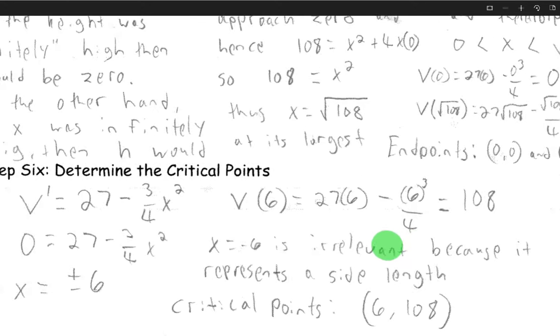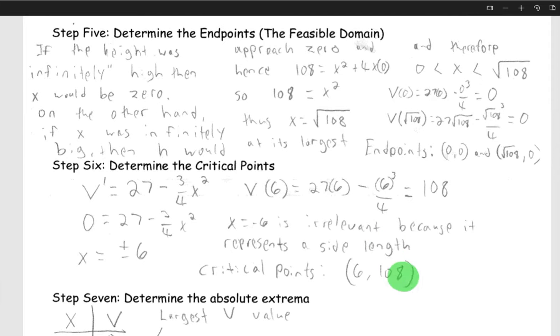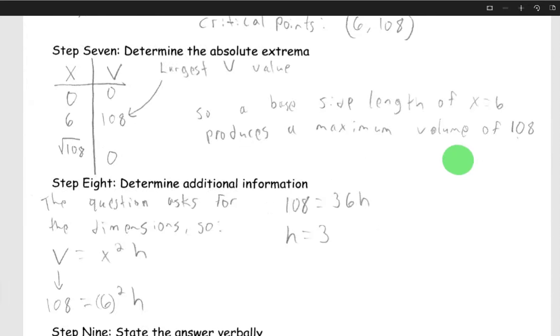And you can kind of already see what's going on here, because our endpoints yielded 0 volume when we made either x equal 0 or x equal the square root of 108. Since we only have one critical point, you can kind of already see what our answer is going to be. You do want to make the base of your box equal to 6. And you must get a maximum value of 108, since that's your only critical point, and this y value is bigger than your endpoint. Anyways, we'll get to that later. Just wanted to give you a heads up on that.